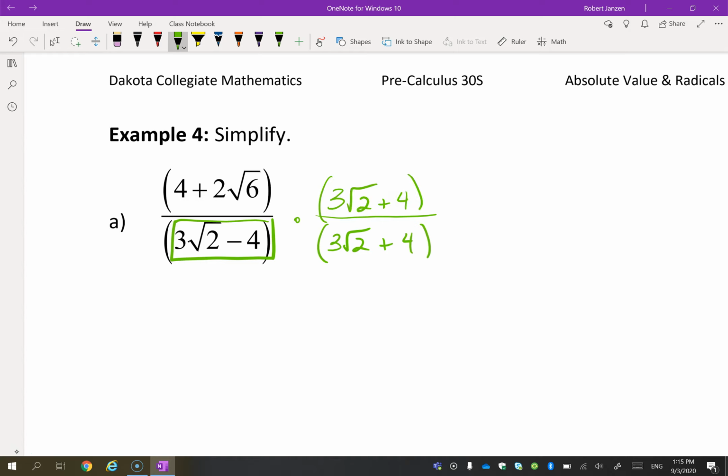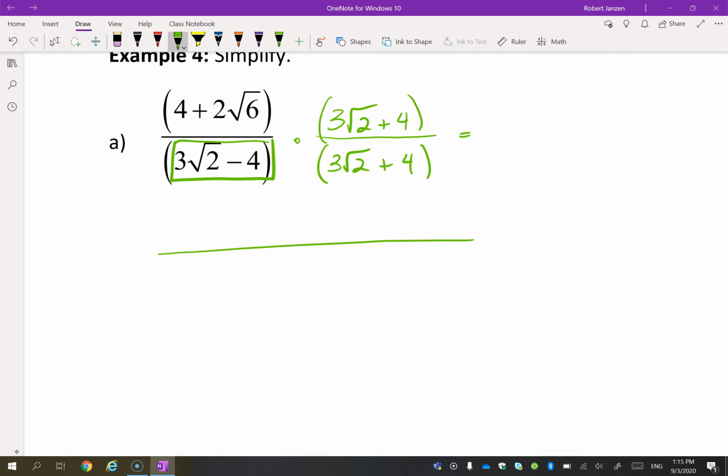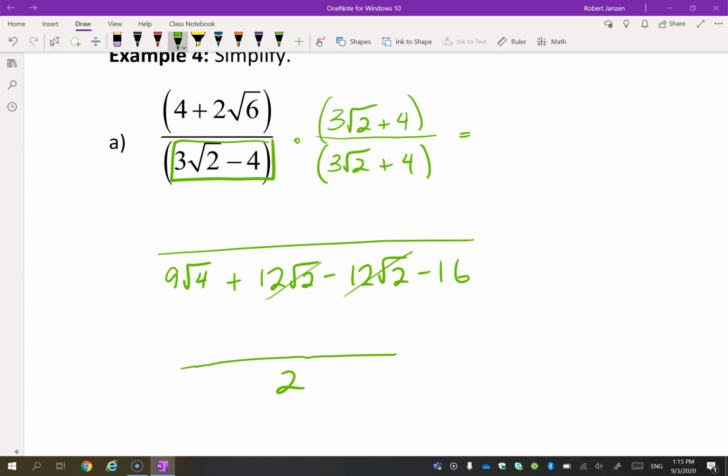So again, what's the step? Look at the denominator and write its conjugate. Now let's see what happens. I'll do the denominator first because that's what we're worried about. This is 9 root 4 plus 12 root 2 minus 12 root 2 minus 16. If you notice, the terms with the radicals disappear. You end up with just 18 minus 16, which is 2. And now you no longer have any radicals in the denominator. That's why we do that. This is definitely the trickiest thing in this unit.